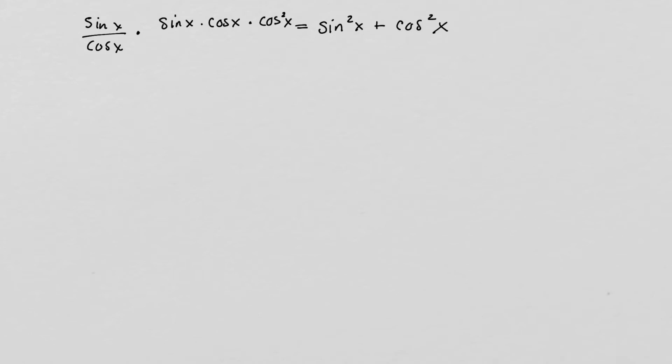Okay. So the first thing that I would do in this problem is notice, if you start with the left-hand side, sine x over cosine x times sine x times cosine x times cosine squared x, that one of the cosine x's and that cosine x would cancel each other out. Does that make sense?